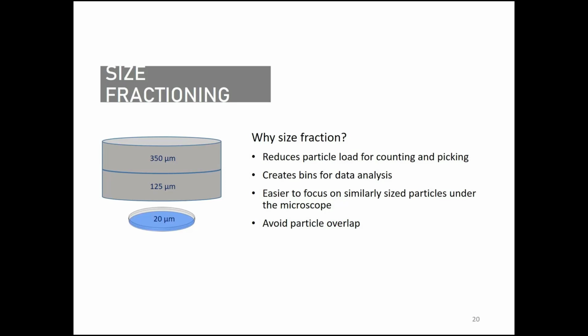When we are doing extractions, we size fraction pretty early on in the process. It reduces the particle load in each individual sample for counting and picking in that size range. It creates bins for data analysis. Let's say you don't have the manpower to take pictures and measurements of every particle in your sample. You have binned them with your sieve size so you know what size range it is. This can be troublesome for fibers, but for fragments it works well. It's easier to focus on similarly sized particles under the microscope, so it makes counting more streamlined. And you also avoid particle overlap because you have fewer particles in your sample.